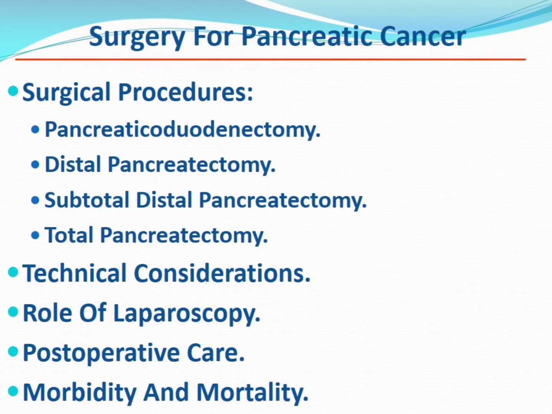Surgery for pancreatic cancer. Surgery is the mainstay treatment of resectable pancreatic cancer. The surgical procedure differs according to the site of the tumor. If the tumor is in the head, pancreaticoduodenectomy is done, which is called a Whipple procedure. If the tumor is in the body or tail of the pancreas, distal pancreatectomy is done. Rarely, subtotal distal pancreatectomy or total pancreatectomy is done.